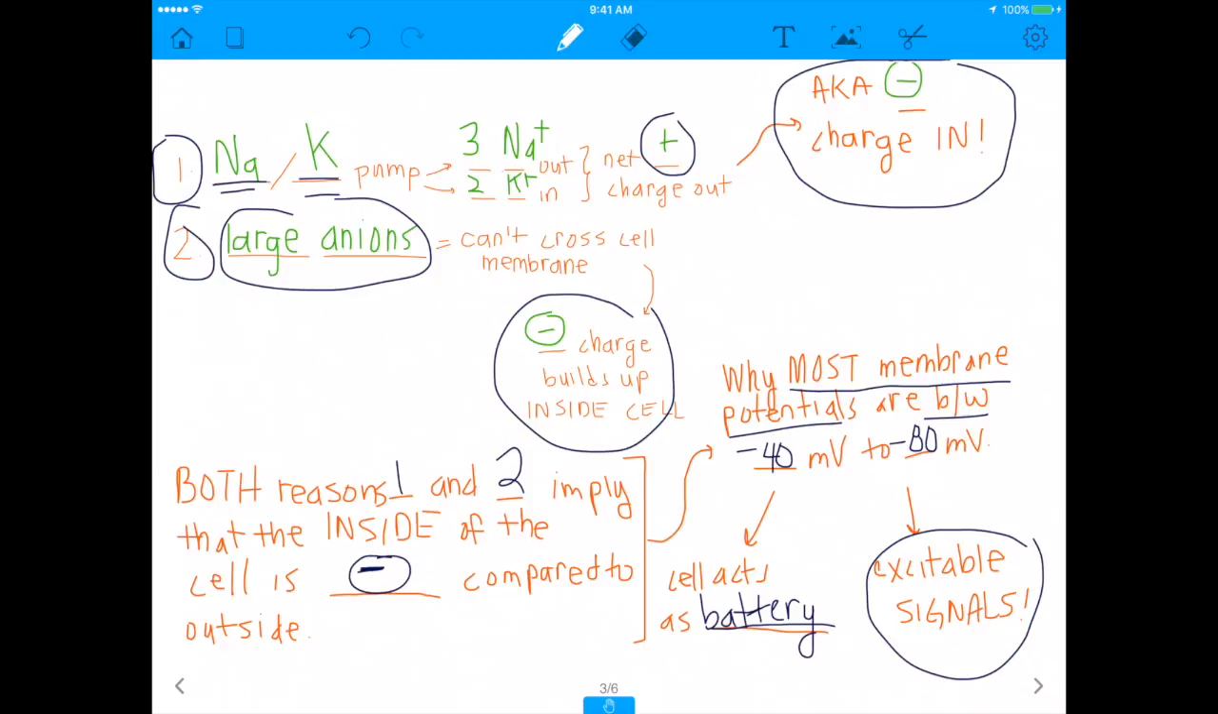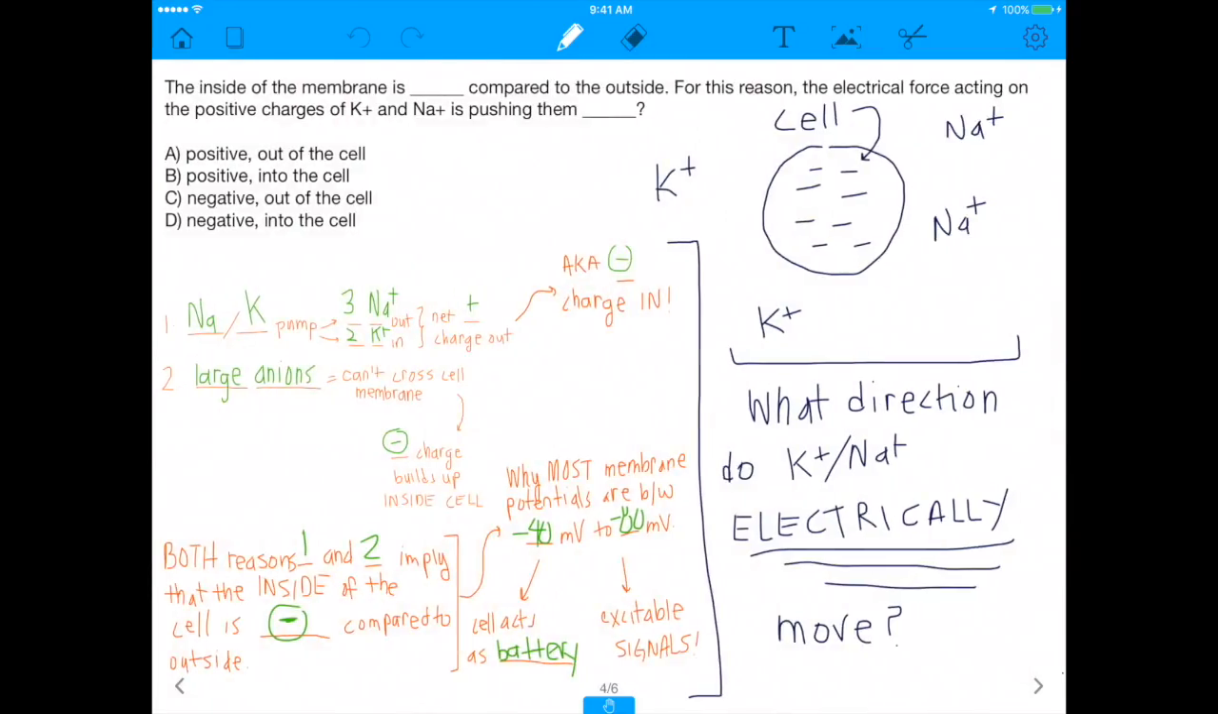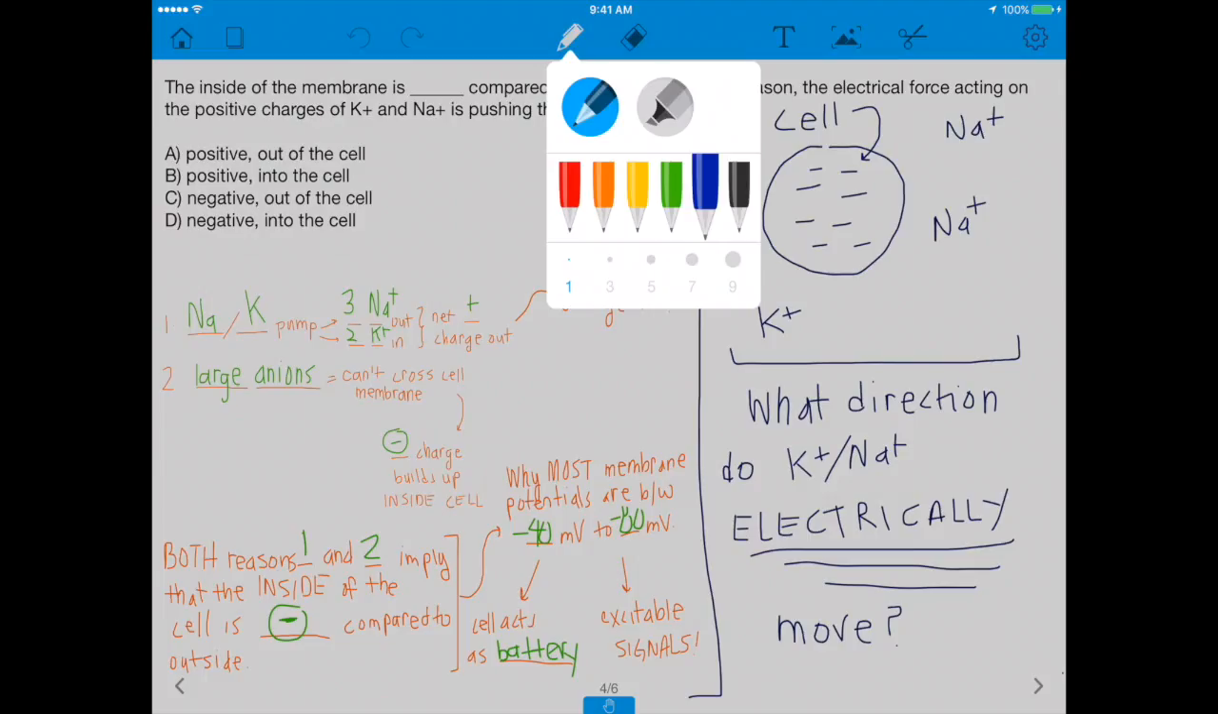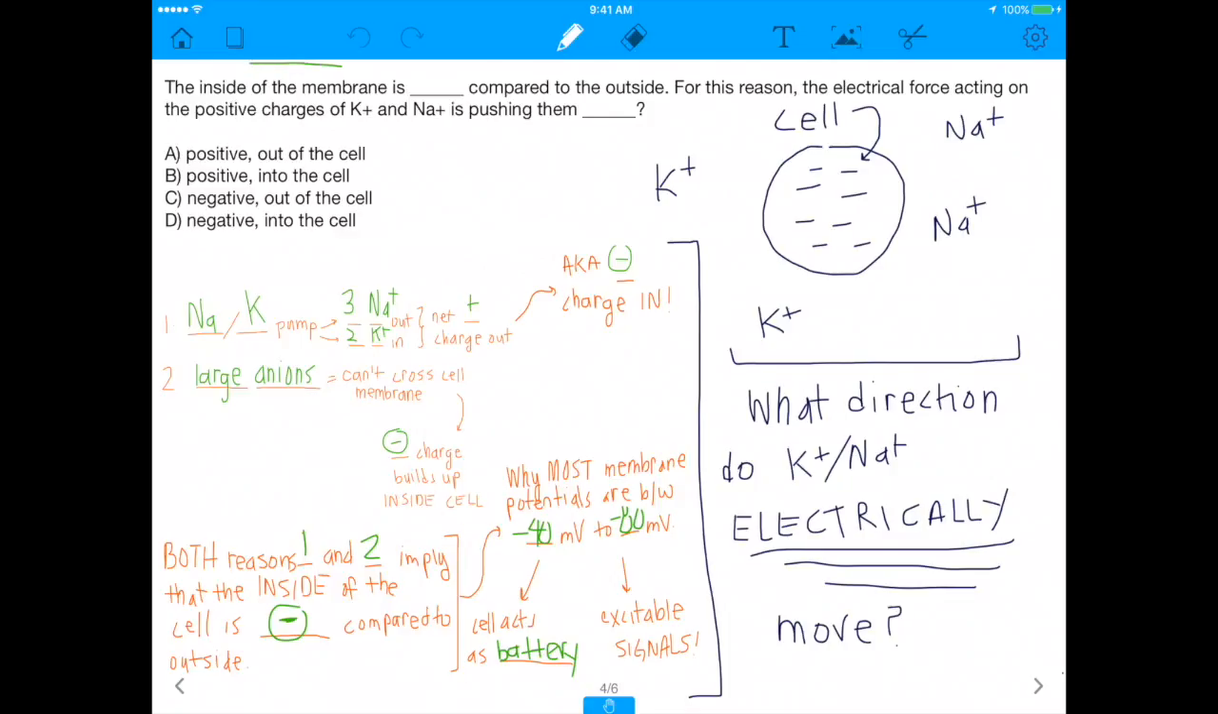Many of you know neurons. Neurons have action potentials, and the action potential can only arise because of this charge differential. So with that, now let's go back to our main question. Let me highlight that question in green. So the question was asking the inside of the cell is blank compared to the outside. And we know that the inside of the membrane, again, is negative compared to the outside, right? And for this reason, the electrical force acting on positive charges such as potassium and sodium is pushing them where?